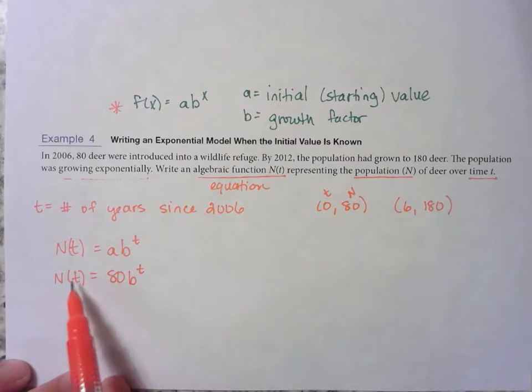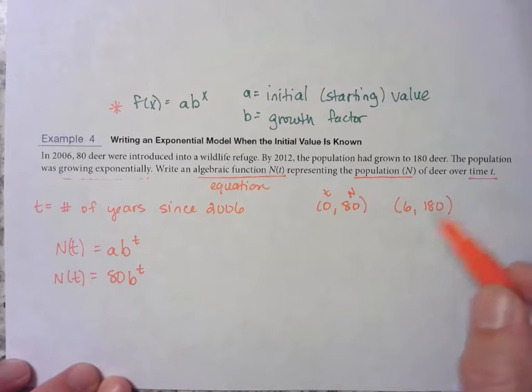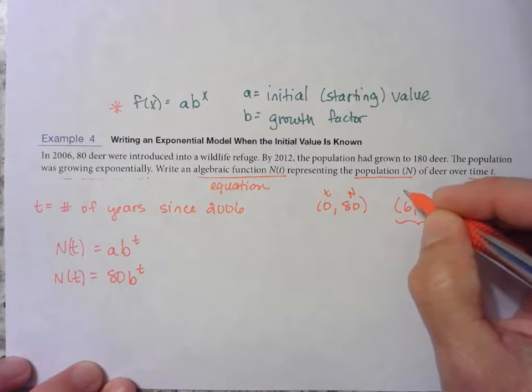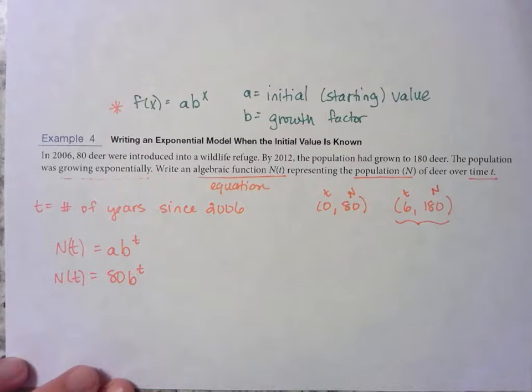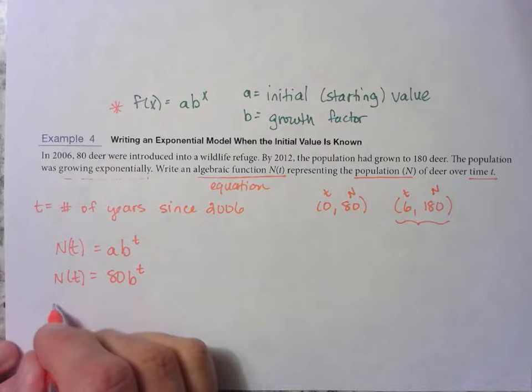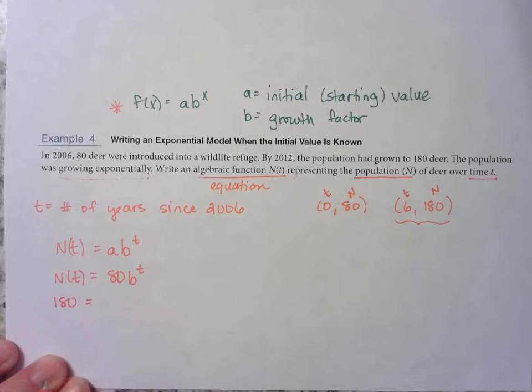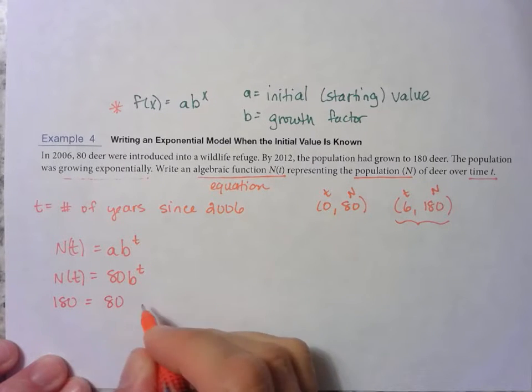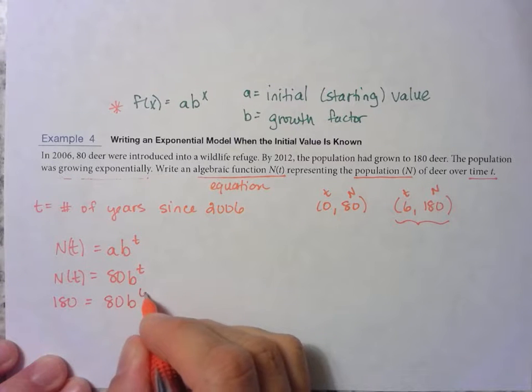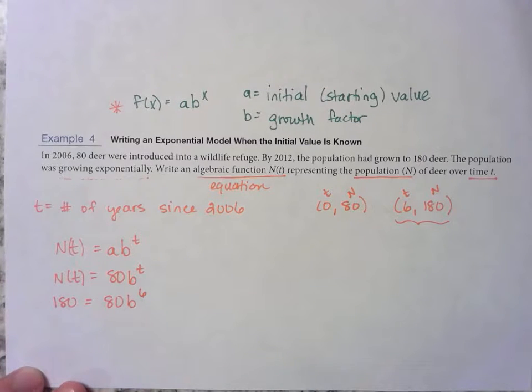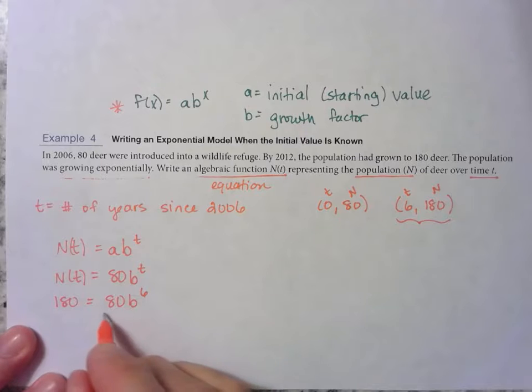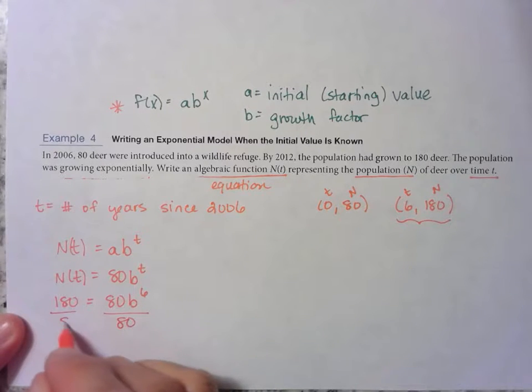In this is our population. This is our time. Don't we have those two things right here? This is our time. This is our population. So let's substitute those in. 180 is equal to 80 b to the t, which is 6. Well, we need to figure out what b is. So let's divide by 80. So we get 180 divided by 80.